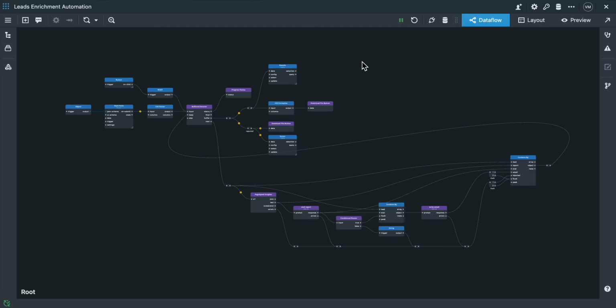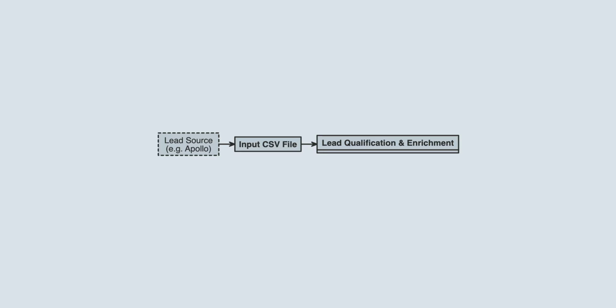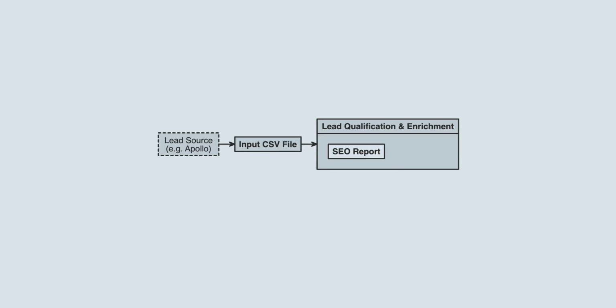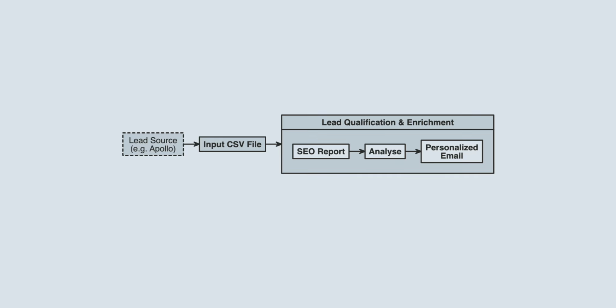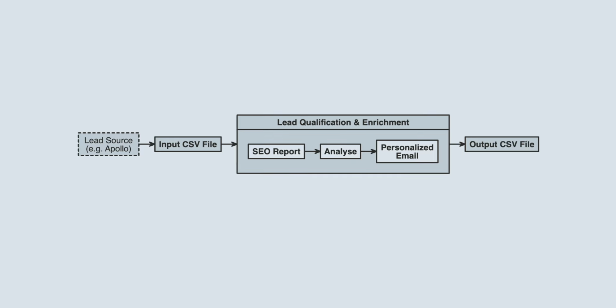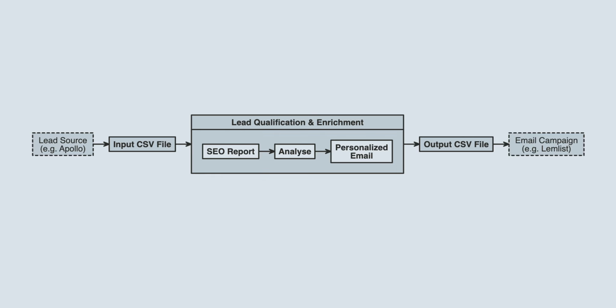An SEO agency wanted to build an automated lead qualification and outreach pipeline. The process begins with a pre-selected list of local business leads exported from Apollo in CSV format. We then iterate through each lead, generating an SEO report for the website URL using the Google PageSpeed Insights API. Next, we analyze the report to qualify leads for outreach. For qualified leads, we use AI combined with all collected data to write personalized emails. Finally, we format the results back into a CSV file, ready for export to Lemlist or your preferred email campaign tool. Okay, with a little bit of Kelp, we'll put it together step by step.